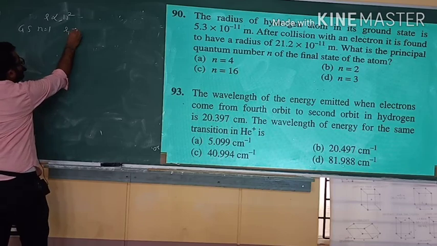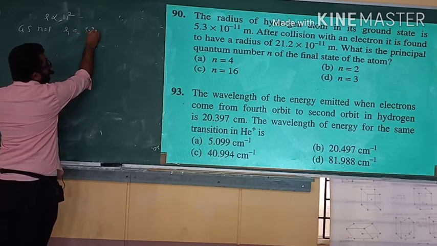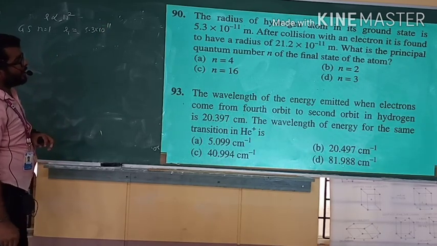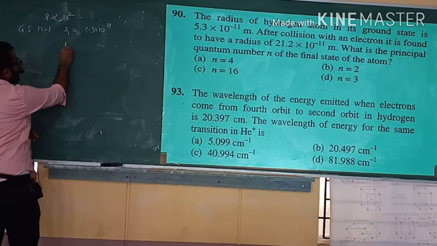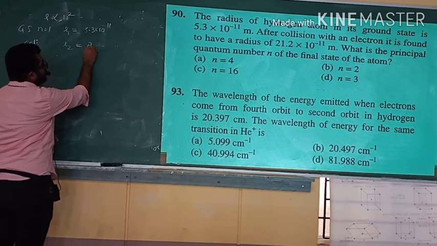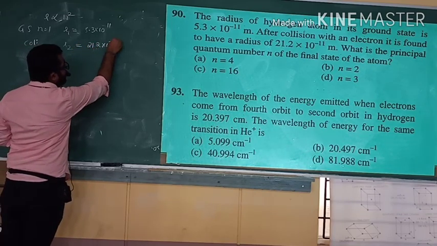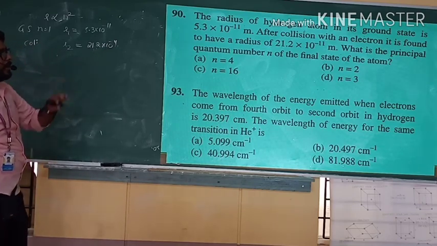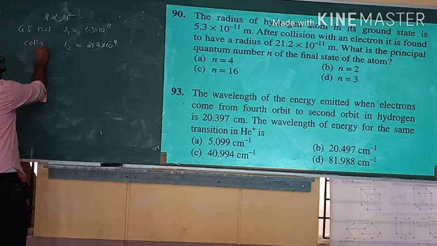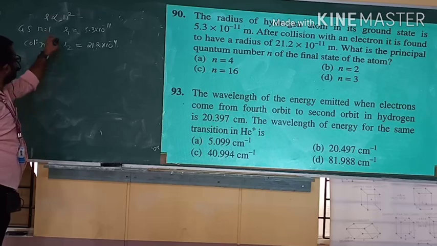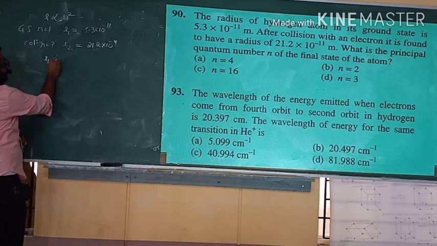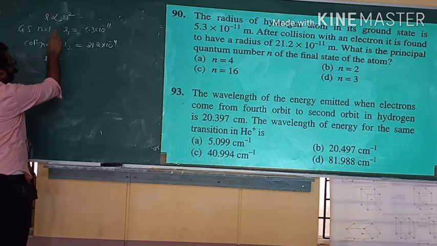And then r1 is equal to 5.3 into 10 to the power of minus 11, right? After collision the radius changes, and then r2 is equal to 21.2 into 10 to the power of minus 11, right? So ratio, what is the value of this n? ಇಲ್ಲಿ n is equal to 1 ಕೊಟ್ಟಿದ್ದಾರೆ, ಇಲ್ಲಿ n ಅನ್ನು ನೀವು ಫೈಂಡ್ ಔಟ್ ಮಾಡಬೇಕು. In terms of this, r1 is proportional to 1 square.